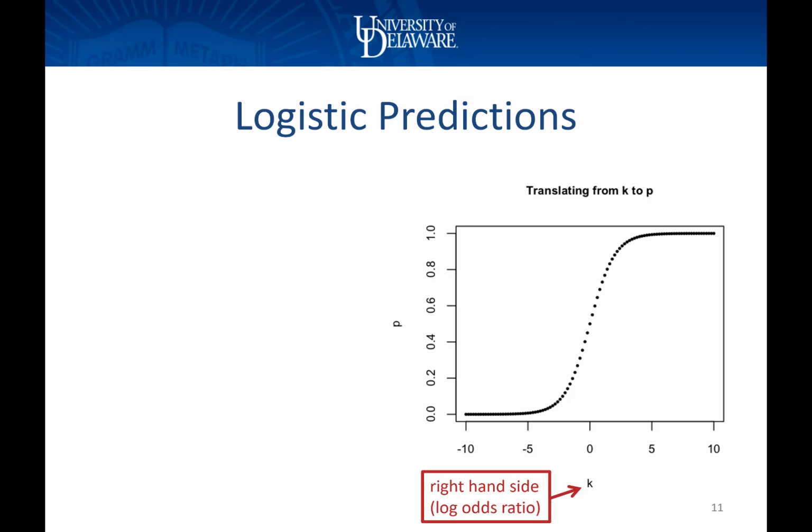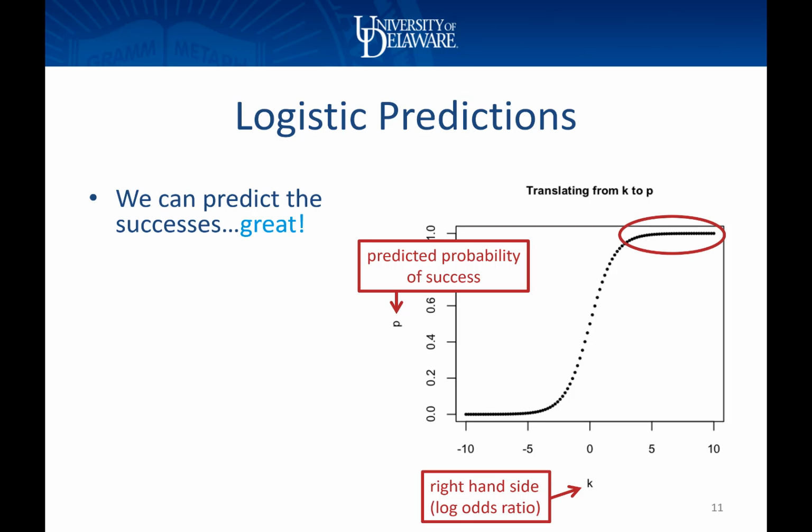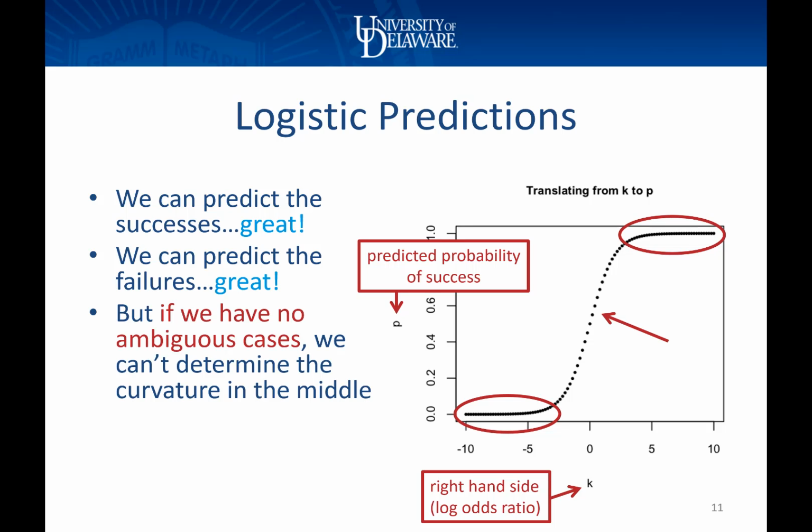So just to point out again, K is the log odds ratio, and P is the predicted probability of success based on that log odds ratio. From this model, we have an easy time telling where the successes are, and we have an easy time telling where the failures are. But there's this mysterious part in the middle that is harder to tell. The probability of success is just less clear. It's around 0.5 or 0.4 or 0.6, and there's more ambiguity. So we're not extremely confident of our predictions. And if we don't have these ambiguous cases where we're not quite sure, then we can't fully define this model.